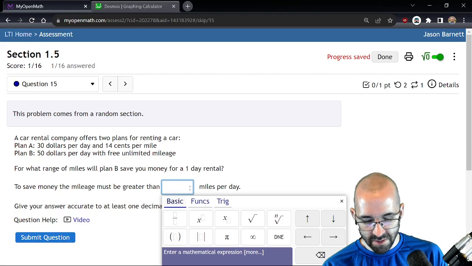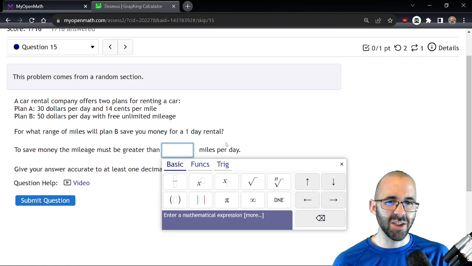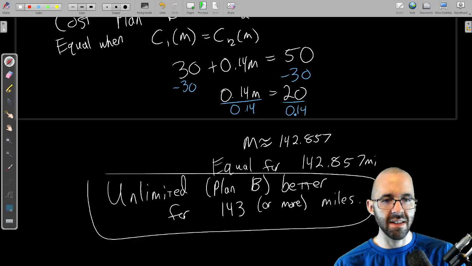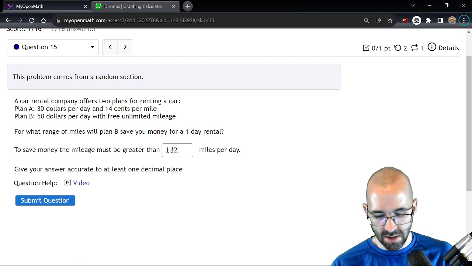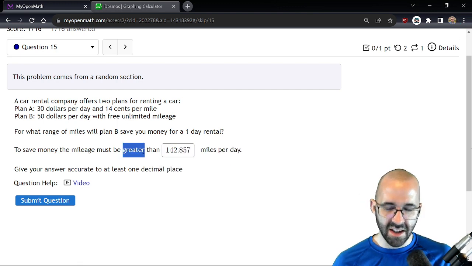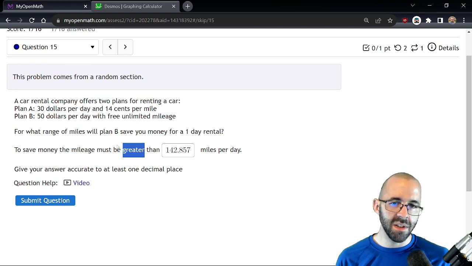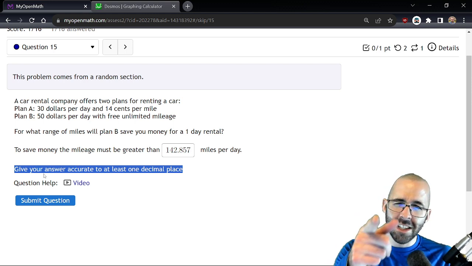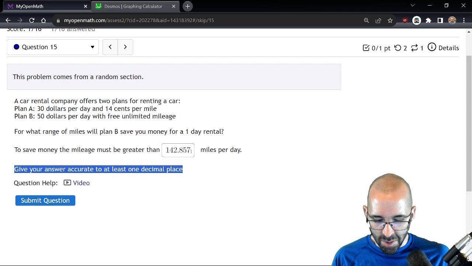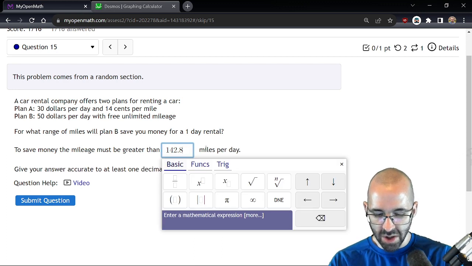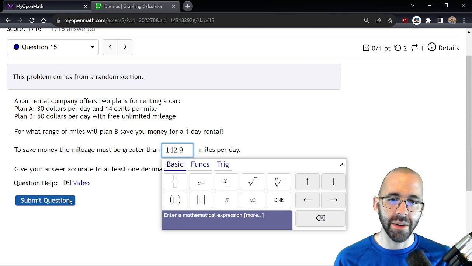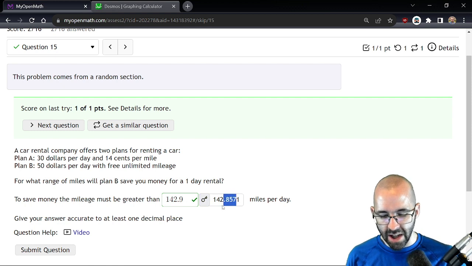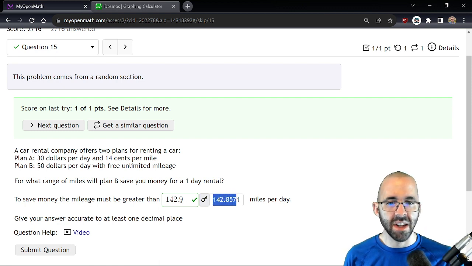So it must be greater than. I'm actually not exactly sure what kind of answer they want. Let's just put 142.857 and see if it likes that. I just noticed it said greater than. If it said greater than or equal to, I would say 143. Oh, here it is. Make sure to read the instructions, Jason. 1 decimal place. So let's say 142.9 or 142.8 would both be appropriate here. There we go. They had that 857 as their answer, but they just wanted 1 decimal place.